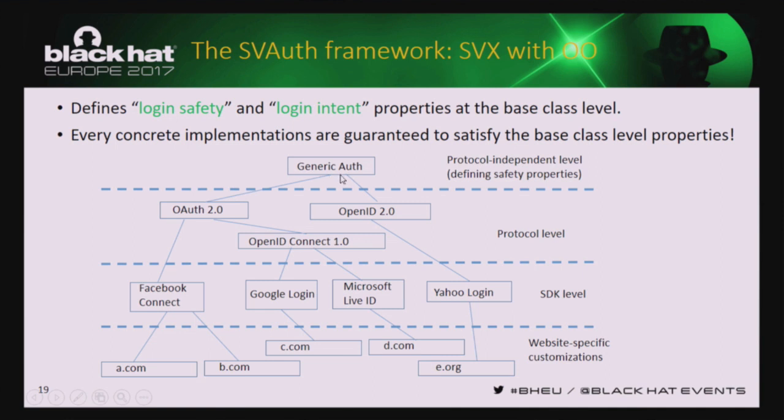Then, based on the protocol-independent level, we derive classes for the protocol level. We have OAuth 2.0, OpenID 2.0, and OpenID Connect. Then further, we derive SDK level classes covering these identity providers. And potentially, every website can further derive classes to build their specific authentication logic. So the advantage of the framework is that every concrete implementation at the most concrete level is guaranteed to satisfy the property that we defined at the top level. This turned out to be a significant capability because several decades ago, the OO community wanted to achieve a similar goal.